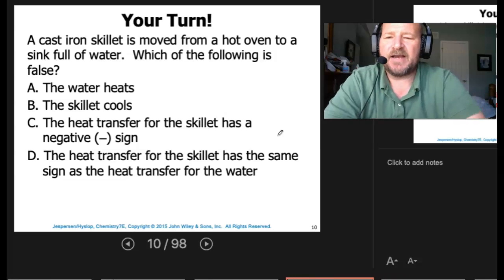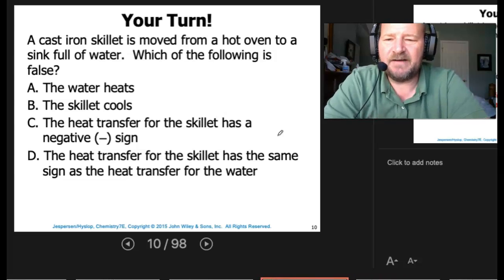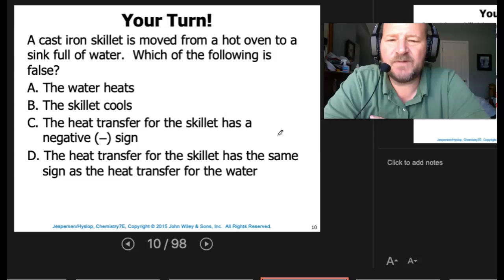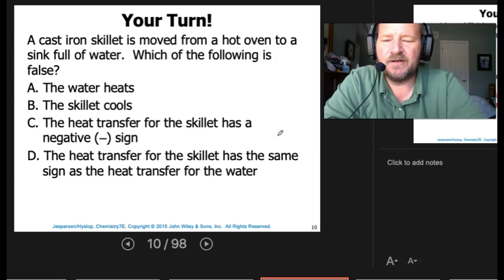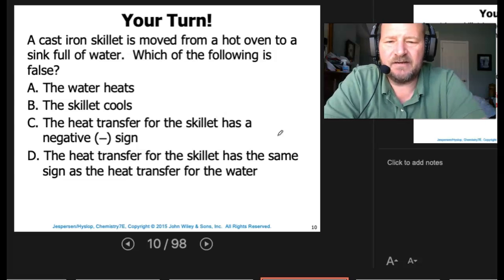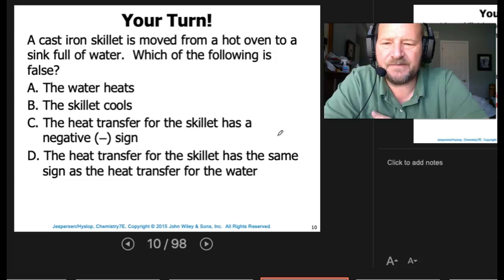Okay. A cast iron skillet is moved from a hot oven to a sink full of water. Which of the following is false? The water heats. That would be true, right? Because we're assuming the water was probably around room temperature and we put the hot skillet in there, the water has to get warmer. The skillet cools. Yeah, that one has to be true as well, right? Because if the skillet is hot and we put it in cooler water, then the temperature has to balance out.